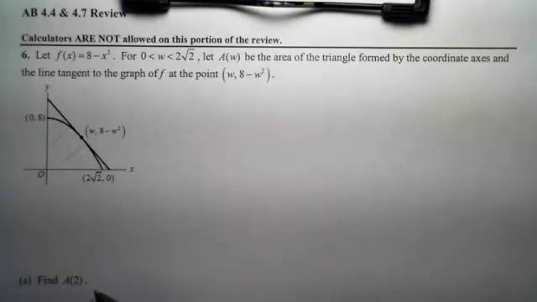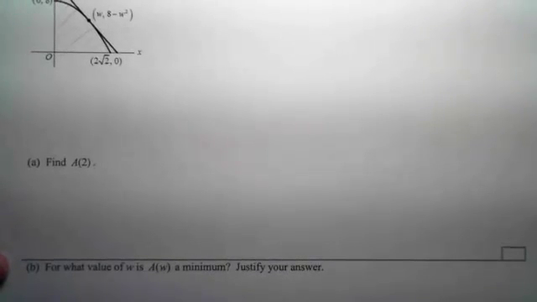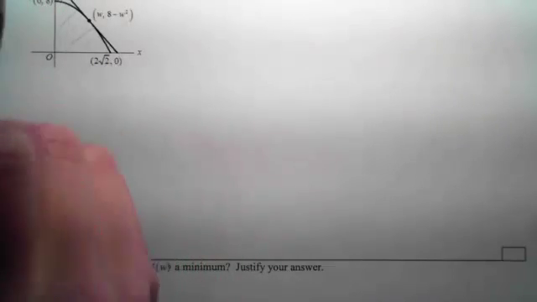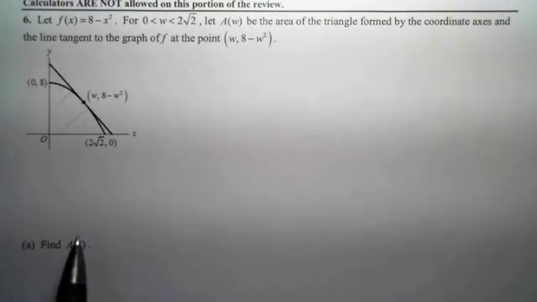Now if we read part A, we want to find the area of that triangle when w is 2. And if we read part B, it says for what value of w is that area of the triangle going to be minimized, and we want to justify. So I'm actually going to set up my formula for the area of the triangle and then plug 2 in, as opposed to doing all the work for when w is 2 and then repeating it for the general case. So I'm going to just do the general case up front.